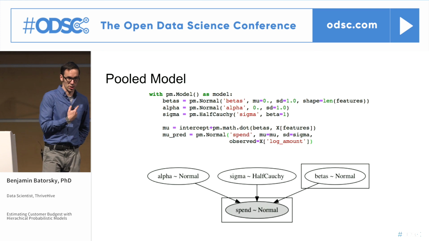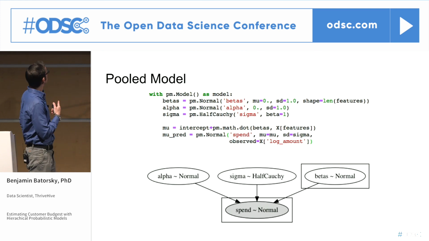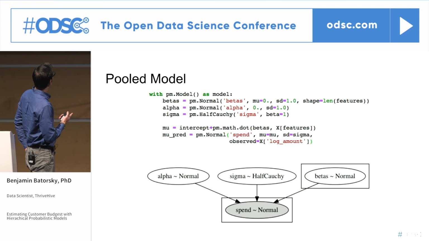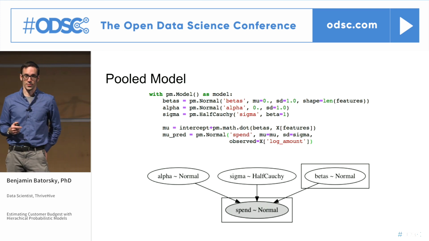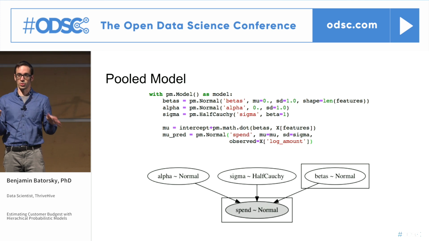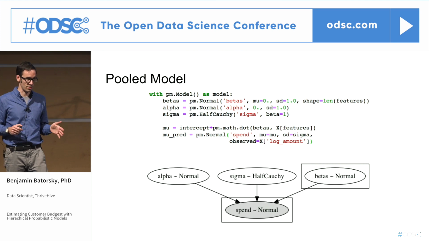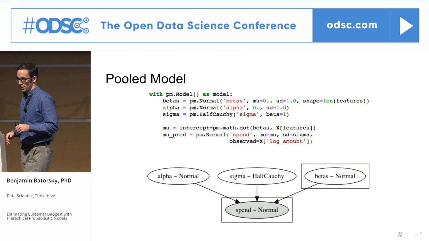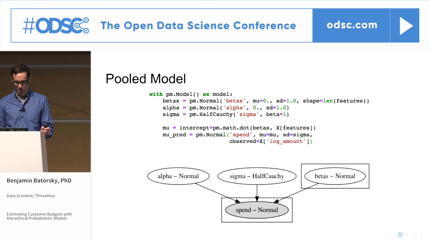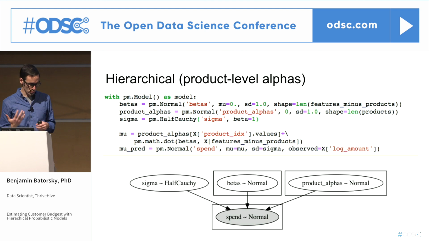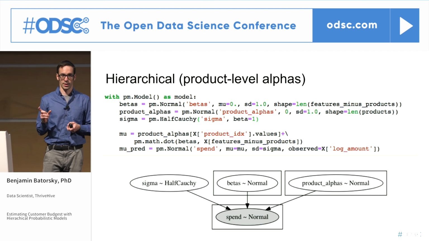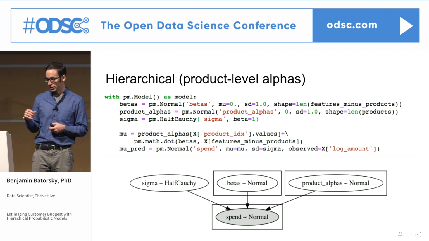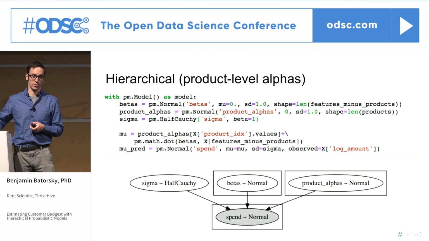So this model particularly is the pooled model. We're just estimating 1 alpha, 1 beta for the entire population. And again, we're estimating a distribution of alpha and betas because it's a probabilistic model. So that's the pooled model as a baseline. Then there's 2 hierarchical models that we put in. So it's hierarchical with just product level alphas or product level intercepts. And so you can see here I just essentially replaced the intercept with product alphas.